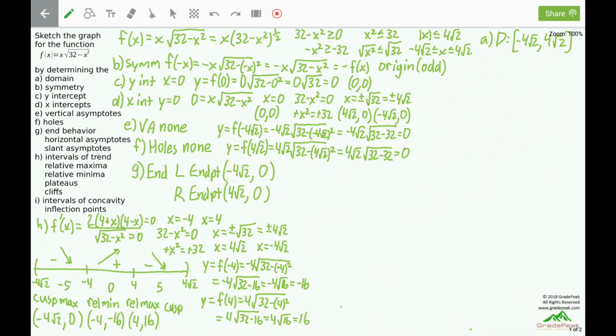So we have a cusp minimum occurring at an x-coordinate of +4 square roots of 2 and a corresponding y-coordinate to be found by plugging the x-coordinate back into the original function. We've done that already up here because it was the right endpoint, and we found the y-coordinate to be 0.